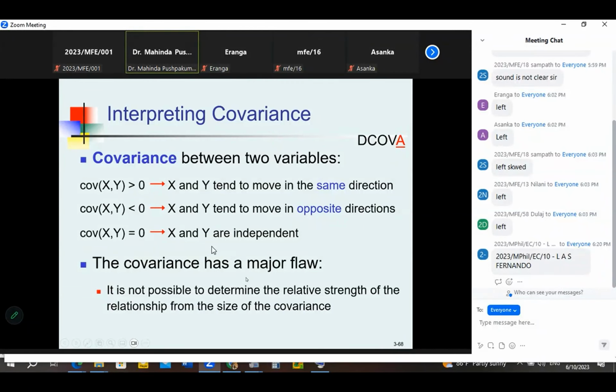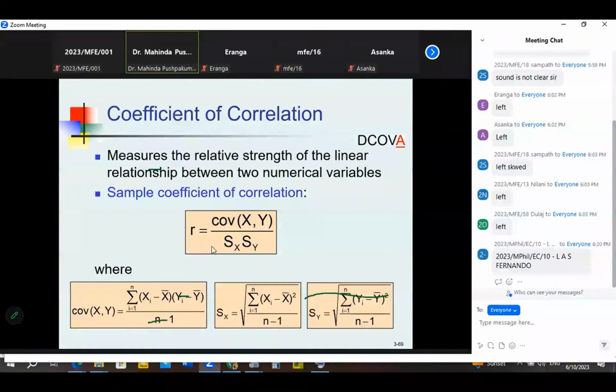The major limitation of covariance is that it is not possible to determine the relative strength of the relationship, whether it is a strong relationship or a weak relationship. We can't identify that. Then to overcome this limitation, we have another concept called the coefficient of correlation. Once you divide covariance by the standard deviation of x and y, you get the coefficient of correlation.